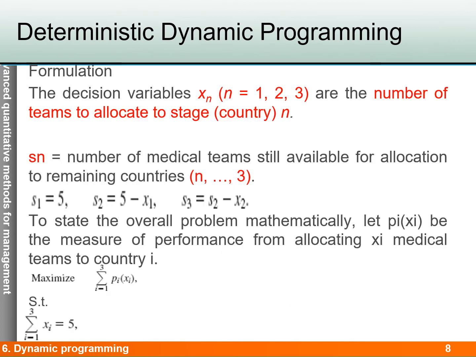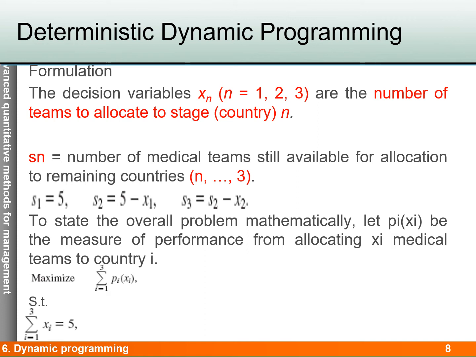So as always, like the previous prototype example that we had, we need to formulate our example. Like here, the formulation of the example is, what are the decision variables? We just learned before that the decision variables, we show them with xn, okay? So how many decision variables do we have here?